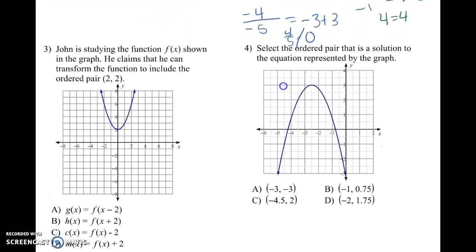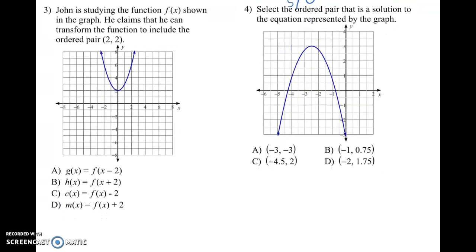Alright, moving on to question 3 and 4. So question 3, it says John is studying the function f of x shown in the graph. He claims that he can transform the function to include the ordered pair 2, 2. So he's saying he can move or transform this to include this point. So if we were going to include this point, we would have to shift this graph over 1, 2, right? And then it would look something like this.